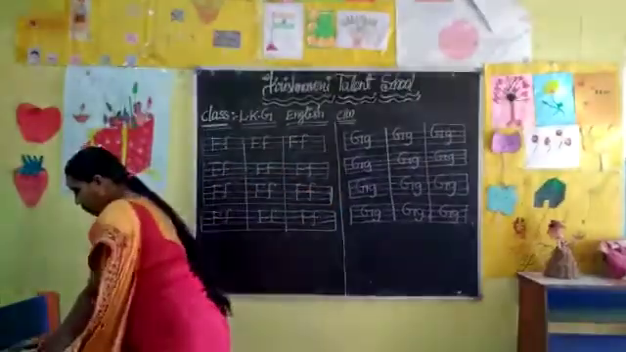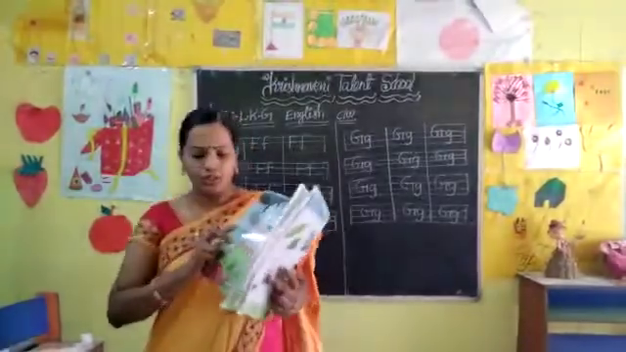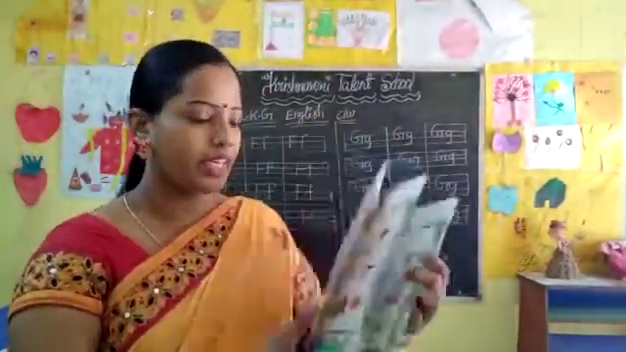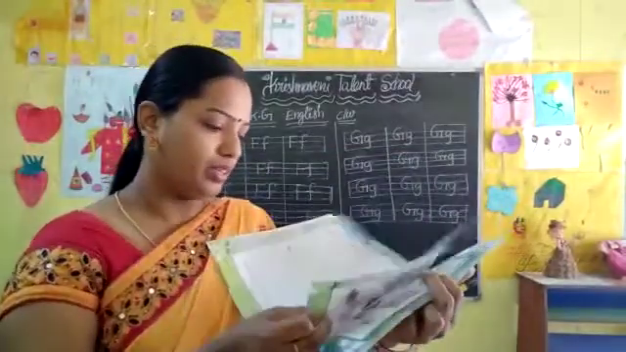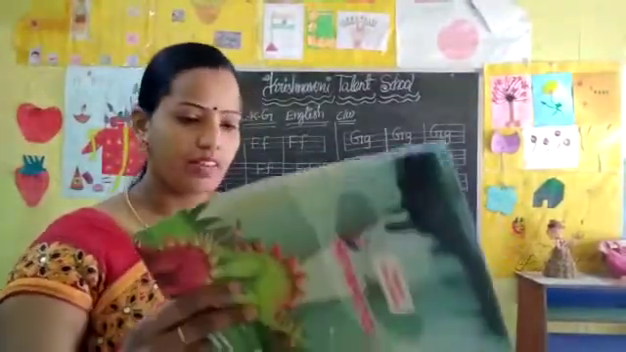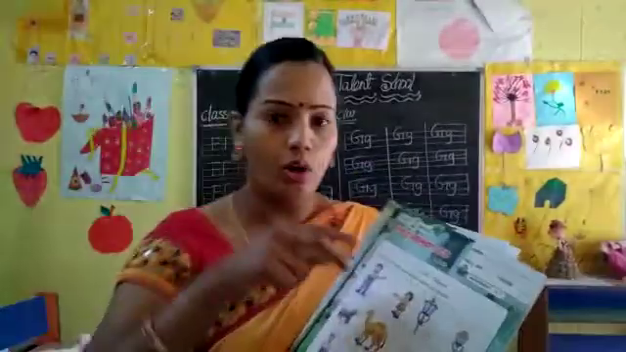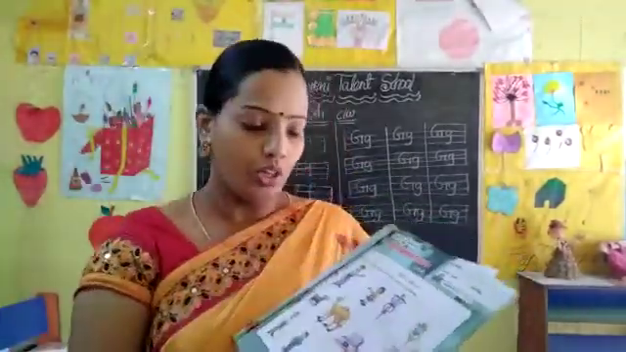And take out one more, children. Take out your Max worksheet. See here. Open page number 7. What is there here? Tall and short. Tall बोलो तो बड़ा है. Short बोलो तो छोटा. See here.